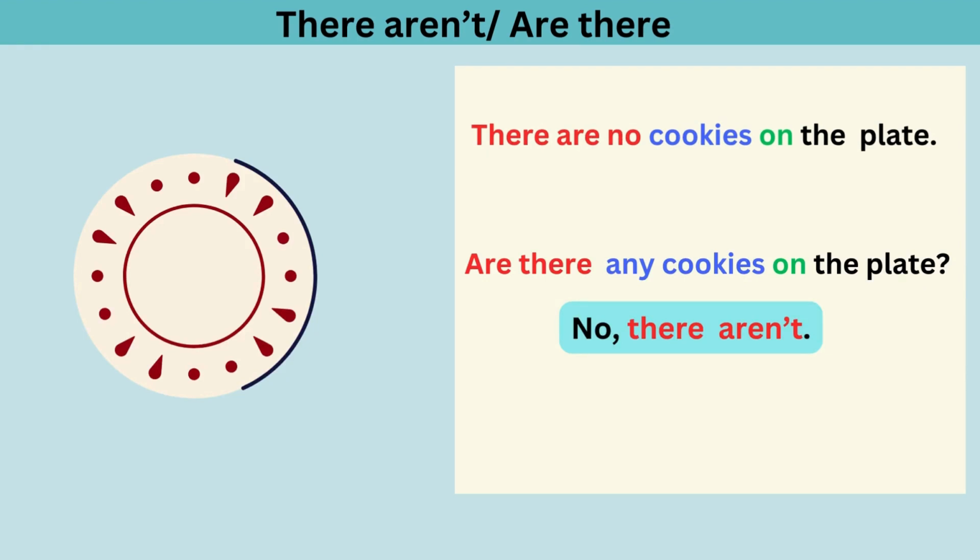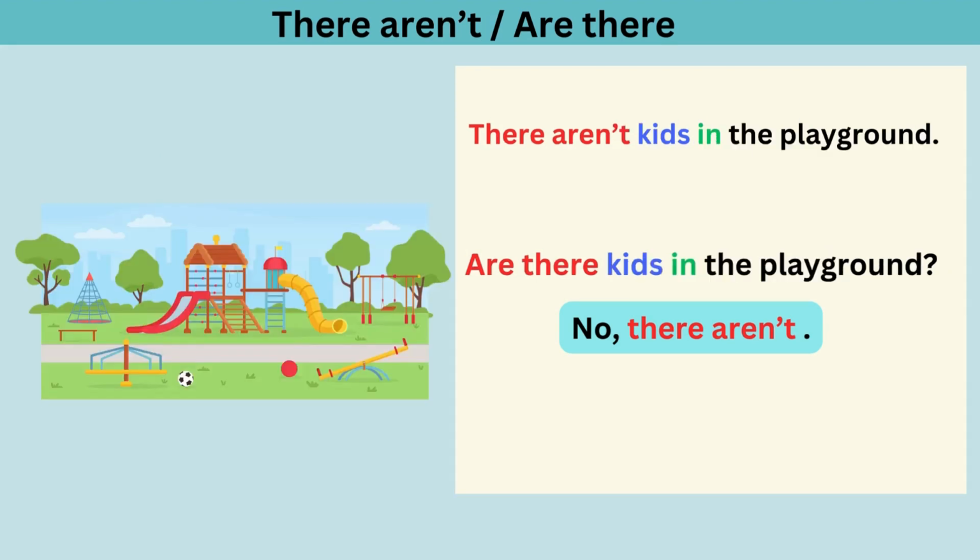There are no cookies on the plate. Are there any cookies on the plate? No, there aren't. There aren't kids in the playground. Are there kids in the playground? No, there aren't.